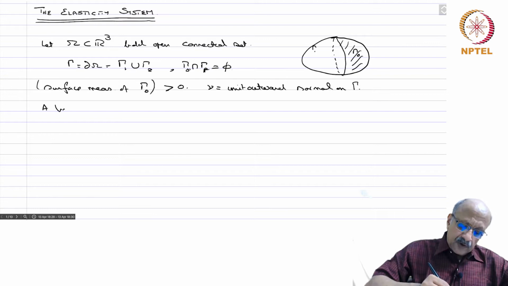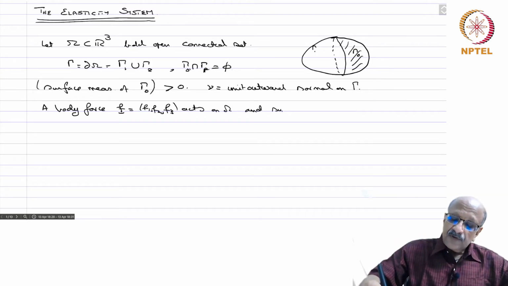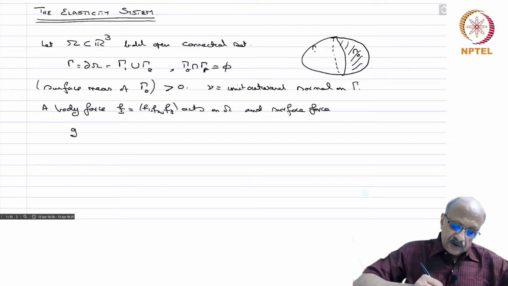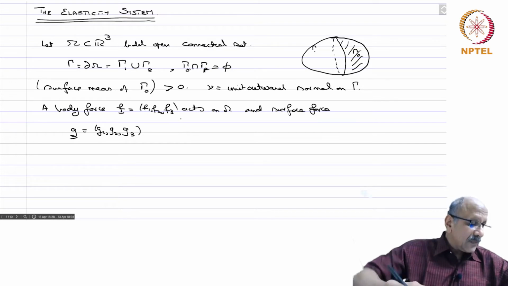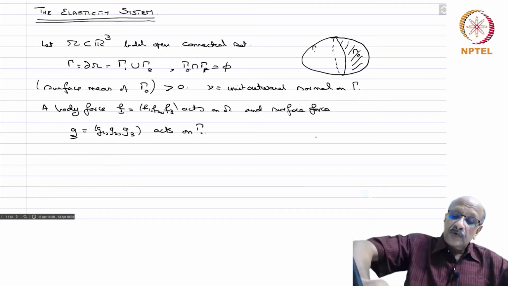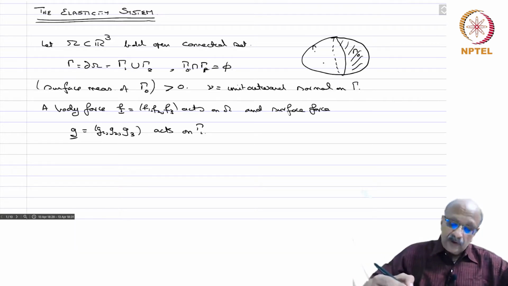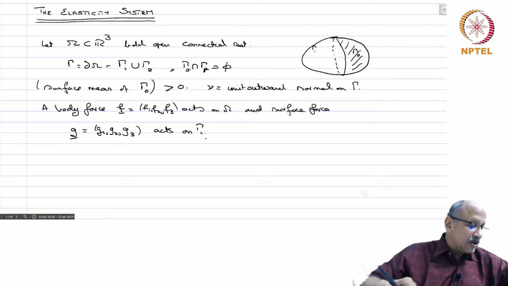A body force F equals F1, F2, F3 acts on omega, and a surface force G equals G1, G2, G3 acts on gamma 1. Okay, so there is a force which acts on gamma 1, and then it could be something like a shear force or something, and then you have a force which acts. So we want to study the deformation of the body.